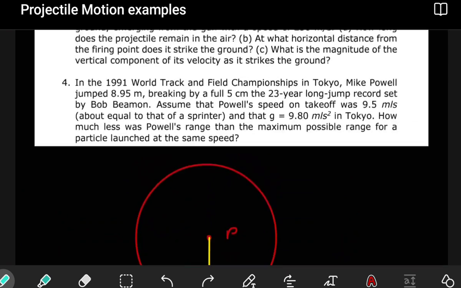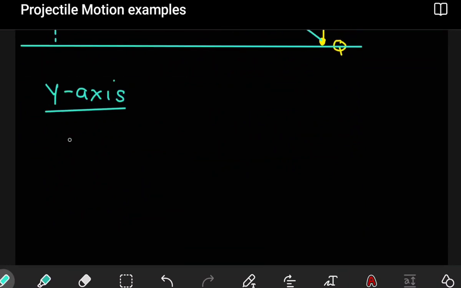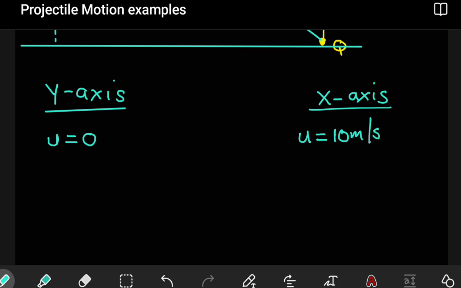So with that in mind, when the dart was thrown, look at what the question is saying. It is thrown in a horizontal manner. What this is telling us is that even though the dart was given an initial velocity when we were throwing it, that velocity was horizontal, and that velocity was 10 meters per second. It did not have a vertical velocity. Because of that, the initial velocity in the y-axis is going to be 0. But in the x-axis, of course, it's going to be that 10 meters per second it was thrown with. So the initial velocity in the x will be 10 meters per second.